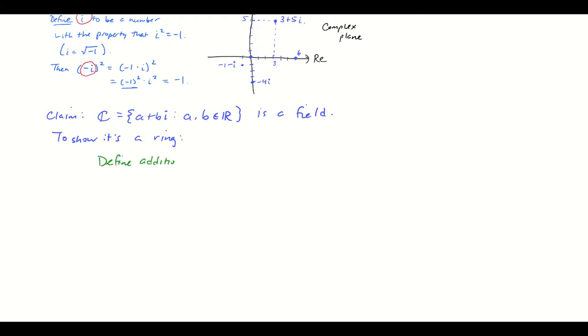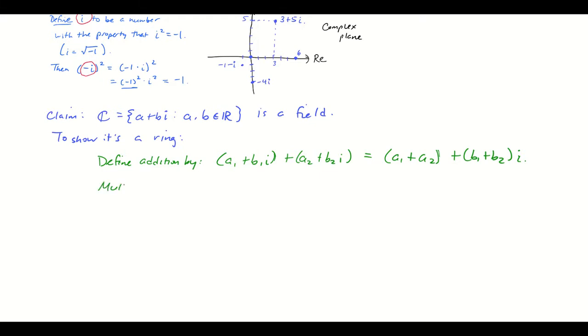addition by (a1 + b1i) + (a2 + b2i). So I'm going to show how to add any two complex numbers. We're going to define that to be (a1 + a2) + (b1 + b2)i. Okay, we're taking that as a definition for now.